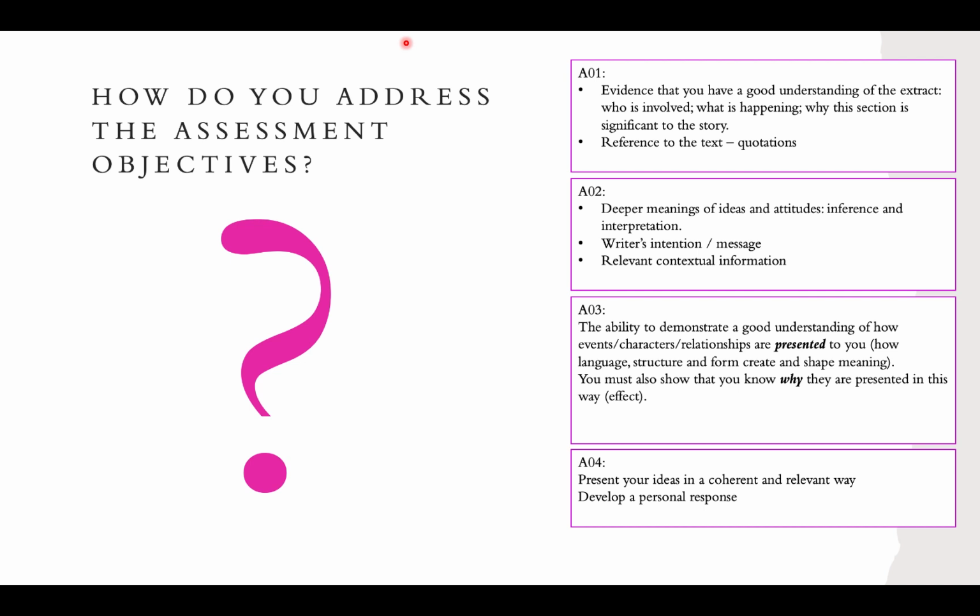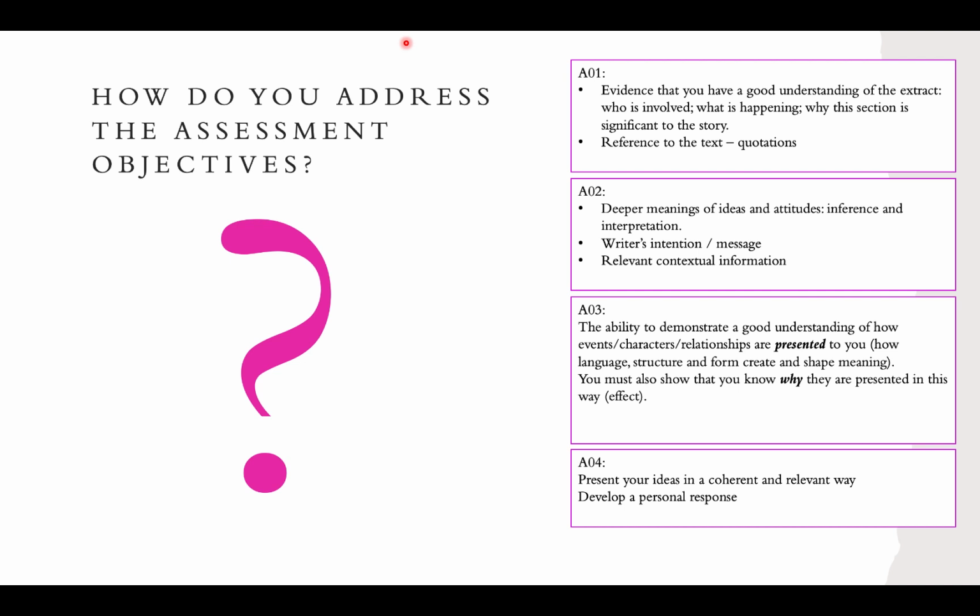And then relevant contextual information. Try not to worry too much about the contextual information. If you think it's not relevant, then you don't need to use it. So you don't just want to bolt it on to the end of a paragraph just because you think you should say something about the context. If it's relevant, if it enhances your answer, if it helps you to develop your interpretation, then by all means add it in.